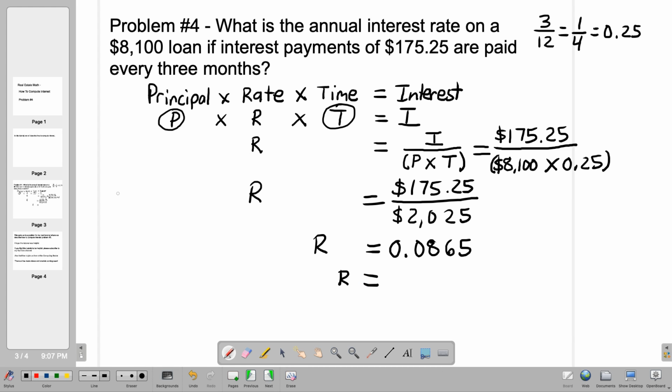And so we want to convert that to a percentage. The way you do that is just take the value 0.0865 and multiply it by 100, which would give us a value of 8.65. And so R is represented by the value 8.65, and here we can throw in the percent sign. And this is what we wanted to show.